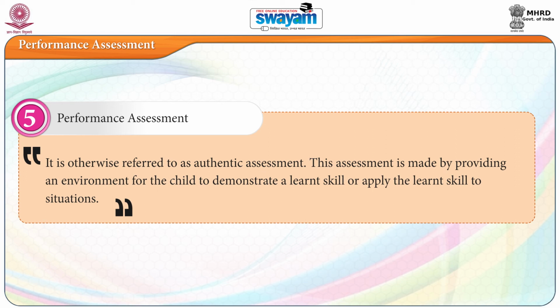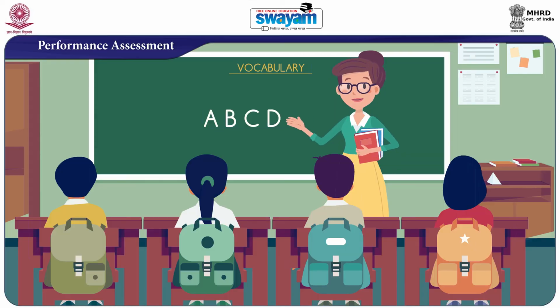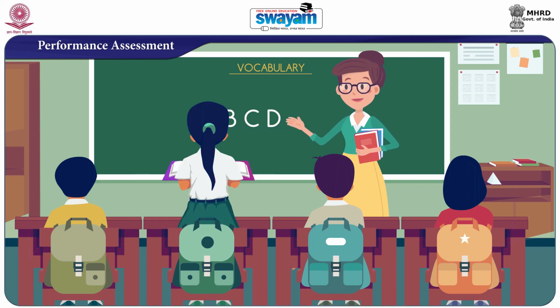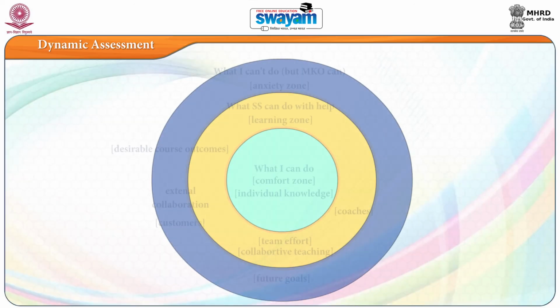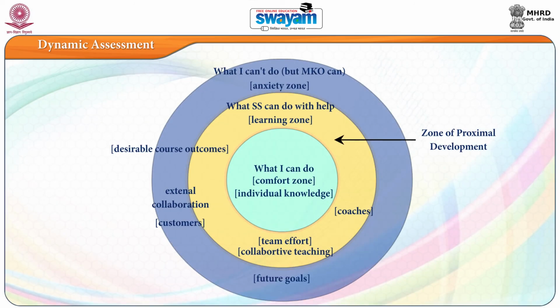It is otherwise referred to as authentic assessment. This assessment is made by providing an environment for the child to demonstrate a learned skill or apply the learned skill to situations. For example, if a teacher wants to assess a child's reading ability, the teacher can ask the child to read aloud and listen to it rather than giving a test. In other words, this assessment assesses a child's performance in terms of both what the child can do independently and what he can do with the help of others.